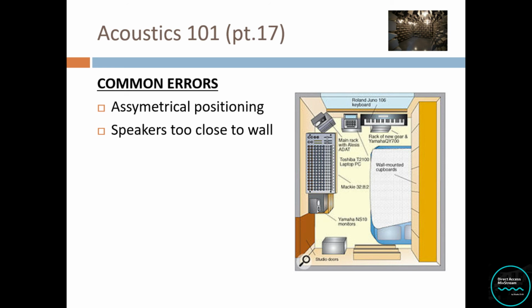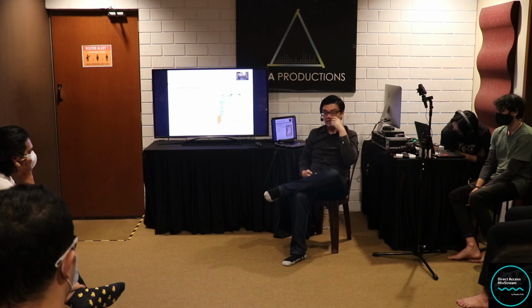Number two, speakers too close to the wall. When it's too close to the wall, you get, first of all, a couple of issues with the bass buildup. Number three, speakers not angled properly. You see this speaker over here, the one on the left is like 90 degrees off. Then the other one is tilted a bit. If they're not angled properly, you're not hearing an accurate stereo image.